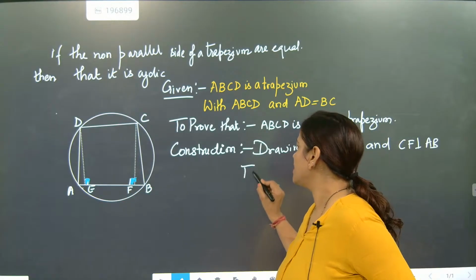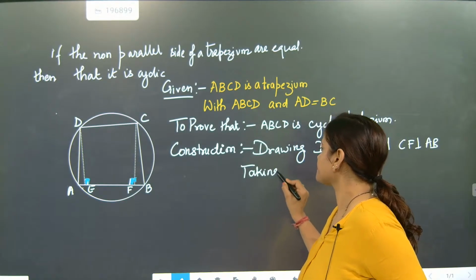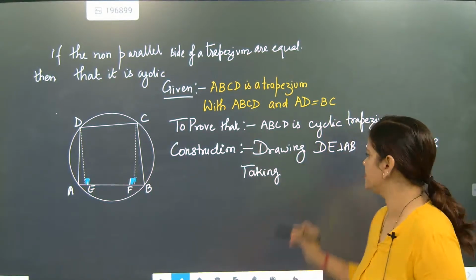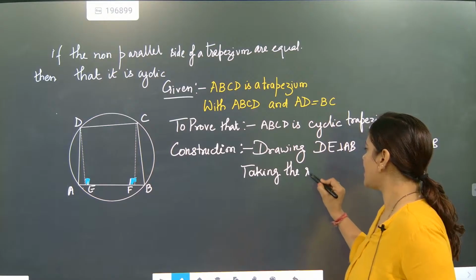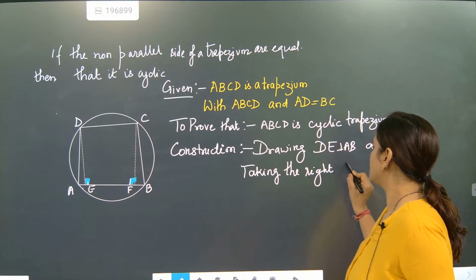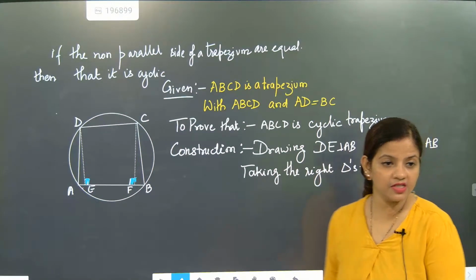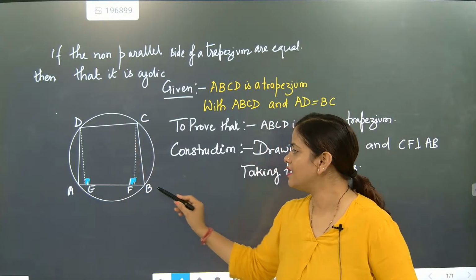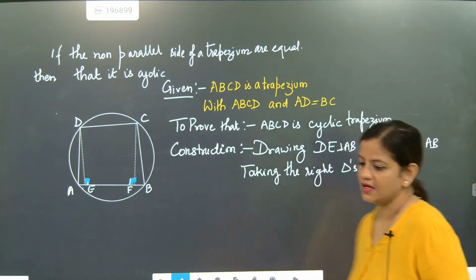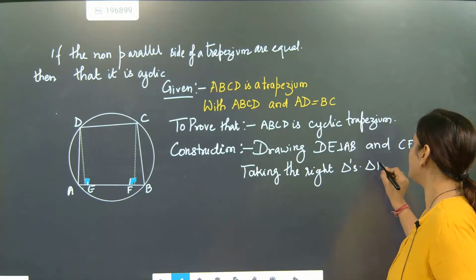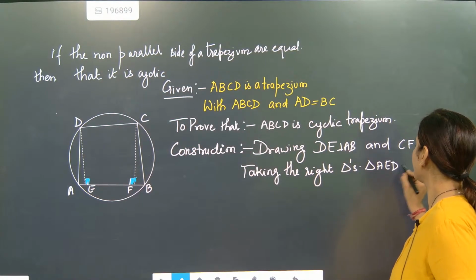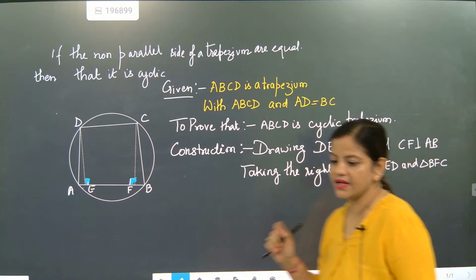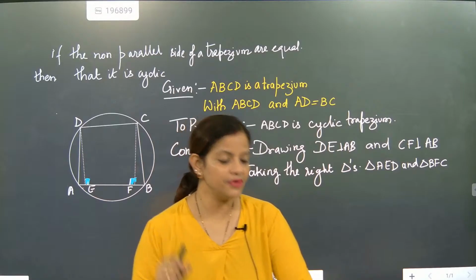So now we are going to write, taking the right triangles. What are the right triangles, beta? The first triangle is AED and BFC. Taking right triangle AED and triangle BFC.